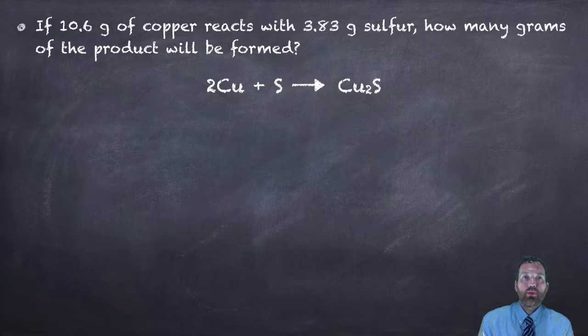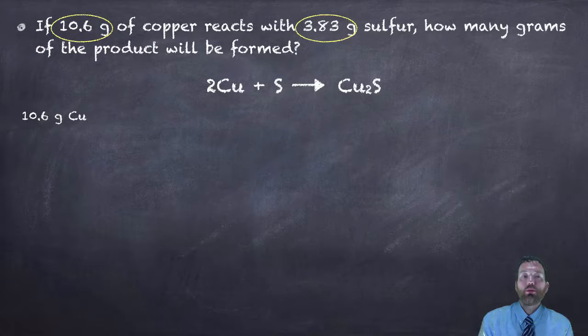So let's do an example here. If 10.6 grams of copper react with 3.83 grams of sulfur, how many grams of the product will be formed? So here it is, the 2 pieces of information. This is your clue that this is a limiting reagent problem. So we need to do 2 stoichiometry problems, one for each reagent.